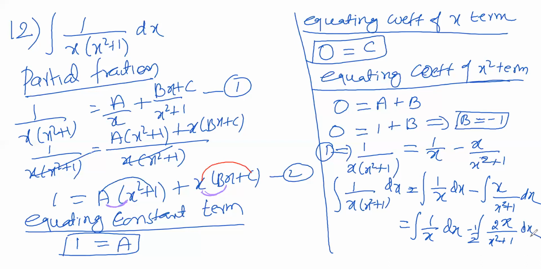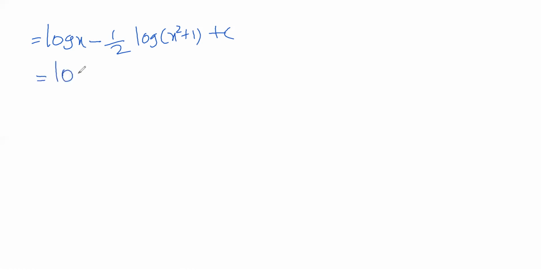The integral of the first one is log x, and the second one is log of x squared plus 1. So we get log x minus 1 by 2 constant outside, log of x squared plus 1, plus c. If you want, you can take this 1 by 2 to the power. So log x minus log of x squared plus 1 to the power 1 by 2, plus c.